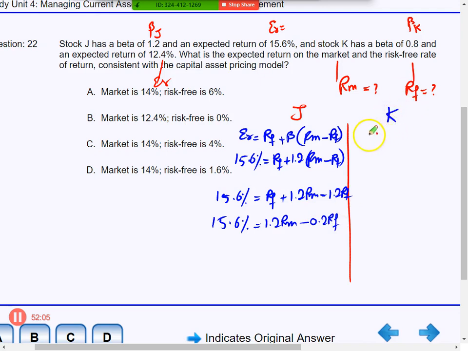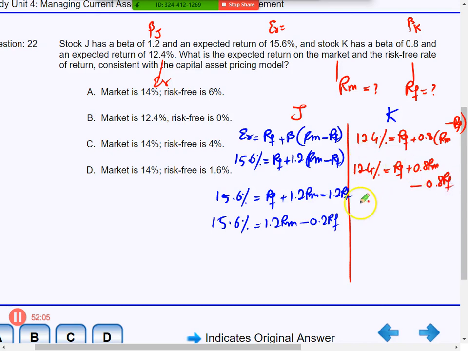For K, we are going to apply the same formula. Expected return for K is given as 12.4%, which is equal to the risk-free rate, which isn't given, plus beta, which is given as 0.8, times the return on the market minus the risk-free rate, neither of which is given. Which means 12.4% is equal to RF plus 0.8 times RM, which gives you 0.8 RM. You have no justification whatsoever for leaving out any question. You have to do each and every question. Even a question like this, you have to do it. And minus 0.8 times RF.